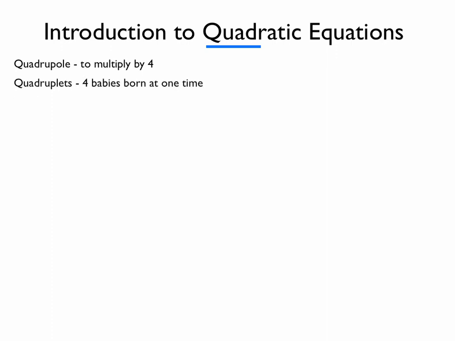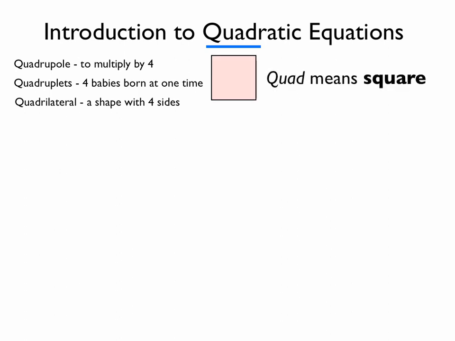Another word with quad in it is quadruplets. If you have twins, you have 2 babies at one time, triplets, 3 babies, and quadruplets, 4 babies at one time. And finally, a quadrilateral is a shape with 4 sides. So obviously, quad means... No, it does not mean 4. Quad fundamentally means square, which happens to have 4 sides, and quad is often used in words that refer to the idea of 4, but fundamentally quad means square.